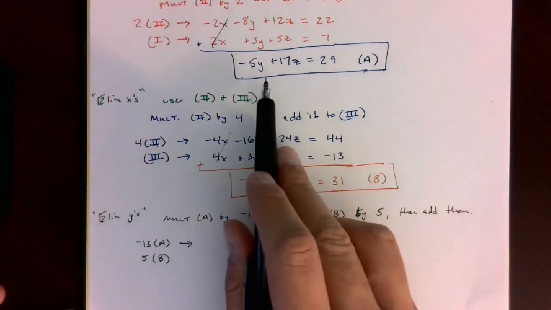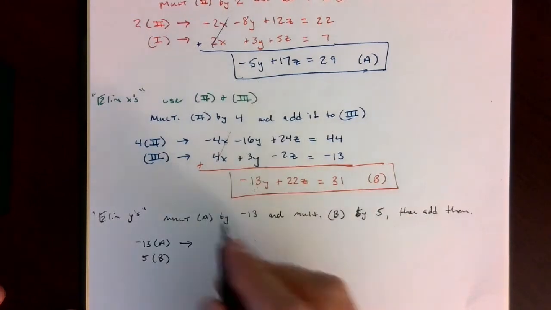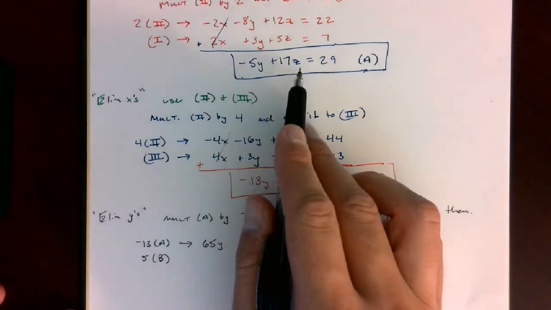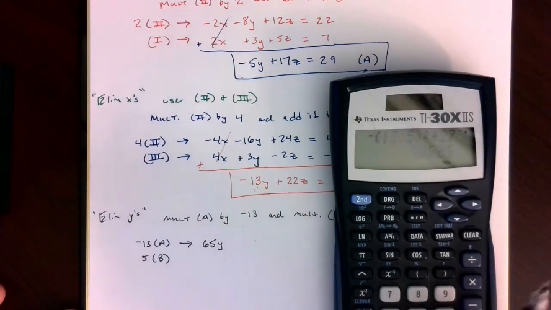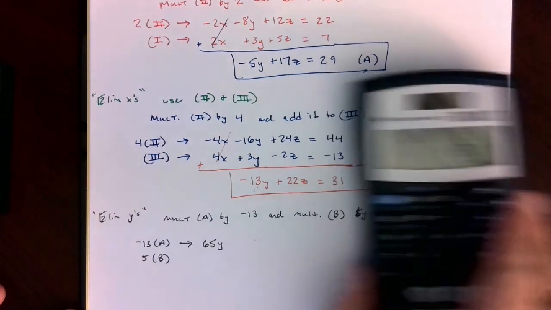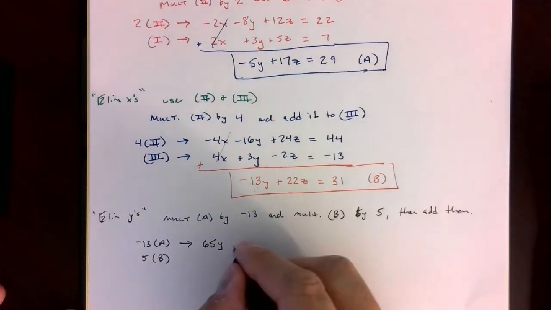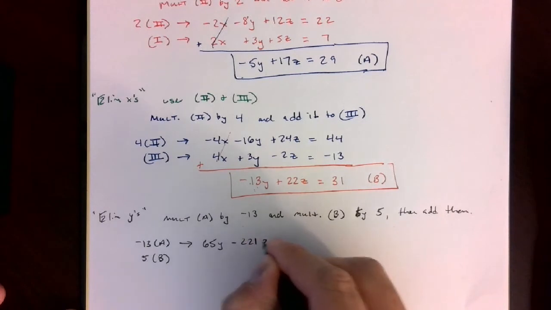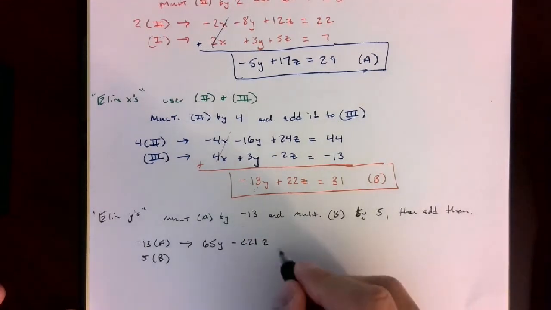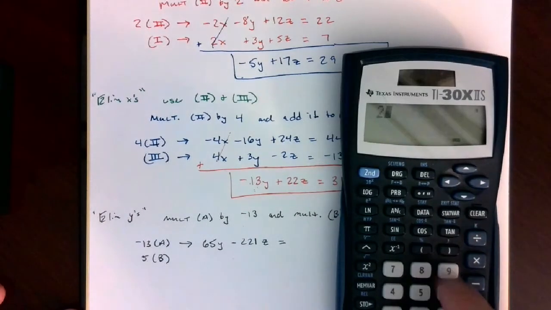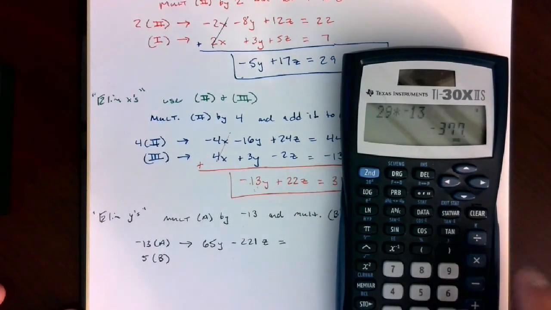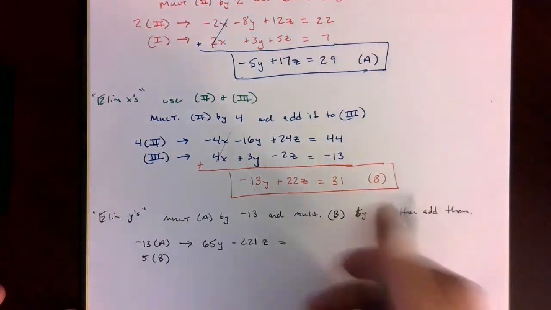So negative 13 times A: negative 13 times negative 5 is a positive 65y. Let's make sure we do this here: negative 13 times a positive 17 gives us negative 221z. And that'll be equal to 29 times negative 13. I get negative 377.